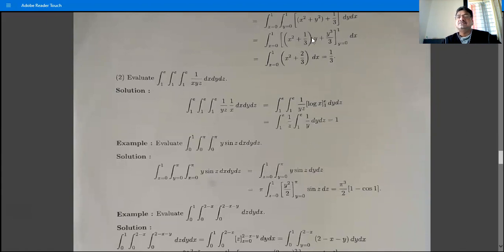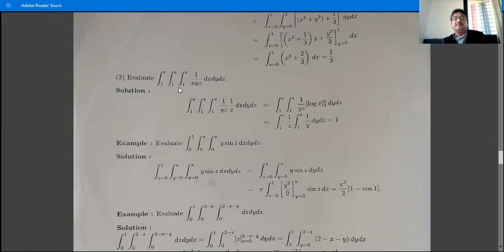So if we substitute y as 1, we have x square plus 1 by 3, which is 2 by 3, and if we substitute y as 0, we get answer 0. And then its integration with respect to x, so x square integration is x cube by 3, and 2 by 3 integration is 2 by 3 into x, and then value at the upper limit minus value at the lower limit, we have the answer 1 by 3.